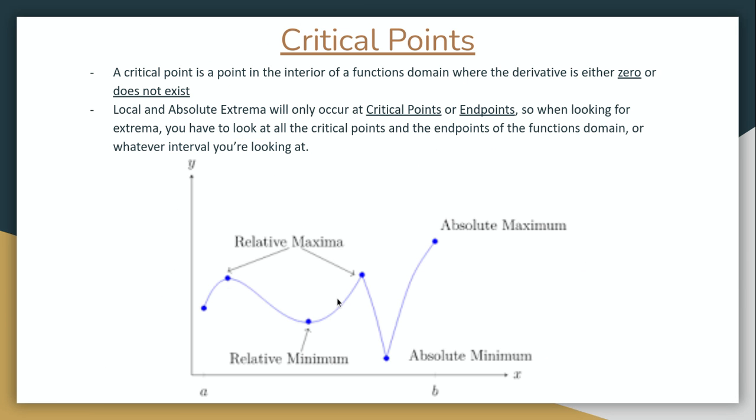So the critical points here would be here. Here's where the derivative is 0. Here's where the derivative is 0. It's flat. Here is a critical point because the derivative does not exist. And here is also a critical point because the derivative does not exist here.